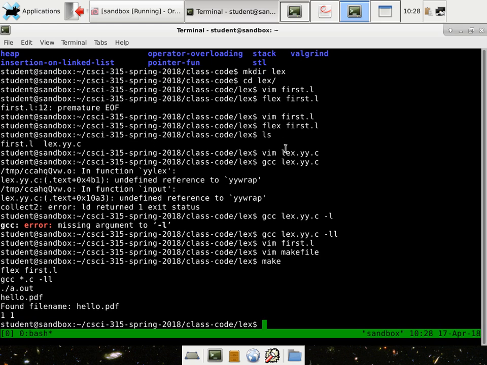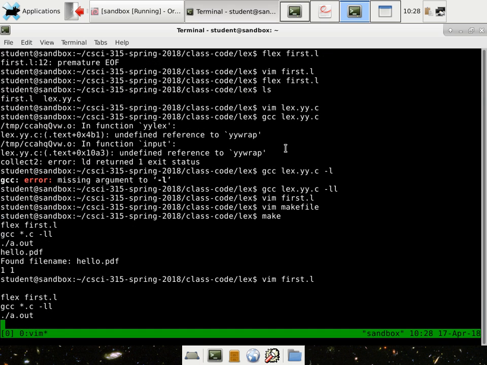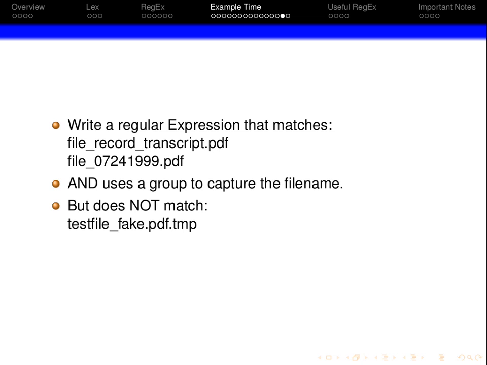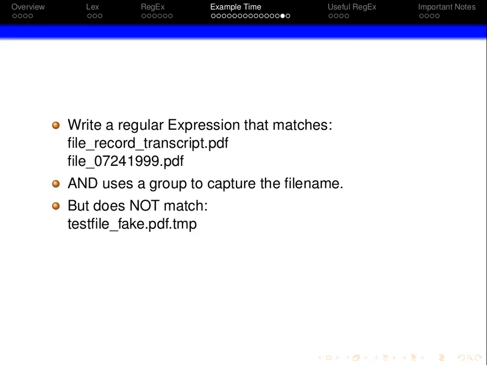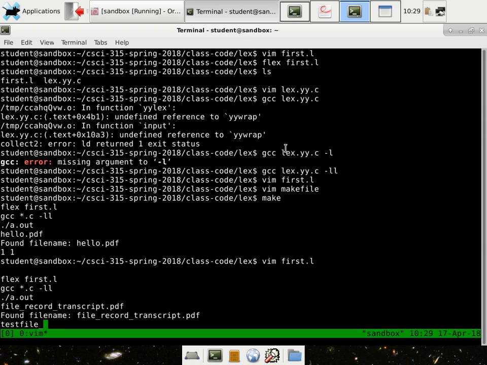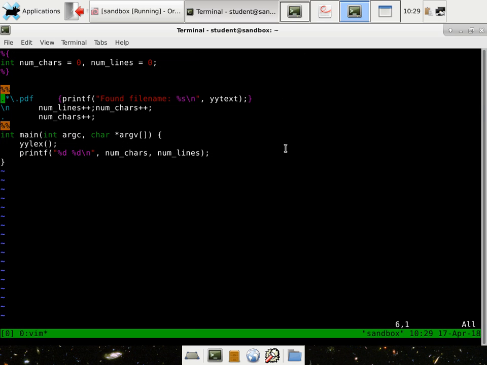Well, I did find that, so that's cool. Let's see, so we need to find, what was it? File underscore record underscore transcript.pdf. Oh, I found that, and then you can't find test file underscore fake.pdf.tmp. Uh-oh, it found the first, but it didn't find the TMP. There you go. Because we need the dollar sign after the .pdf. Oh, I'm sorry, now you're in insert mode.